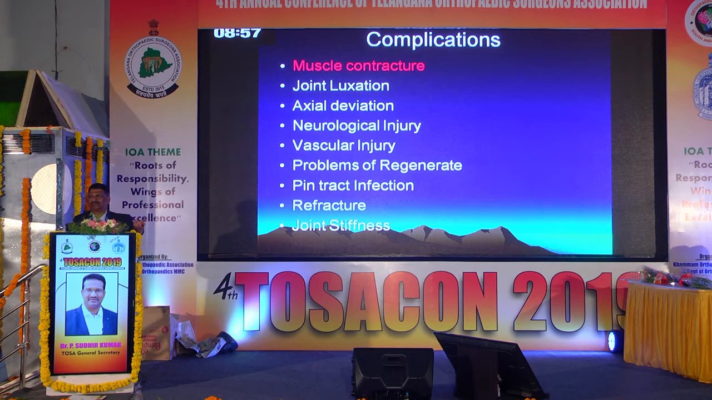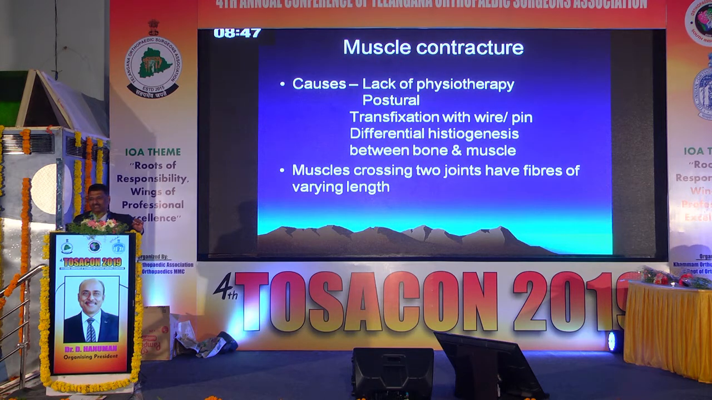But there are a number of complications and problems which can ensue, which are shown in this diagram, and we will go one by one. Muscle contracture is very important, because if you are not doing physical therapy for the particular joint, for example when fixing the muscles, there is always a differential histogenesis between the bone and the muscle.